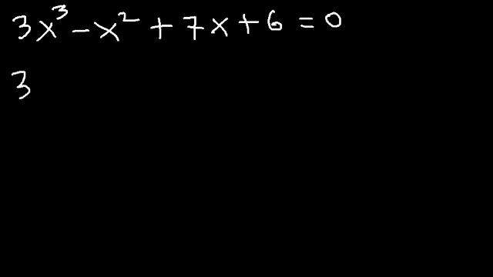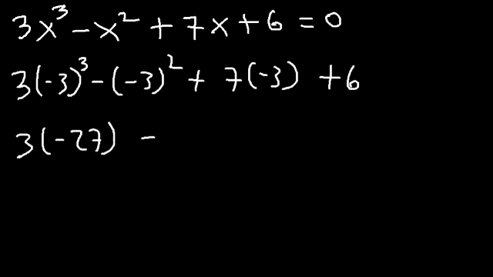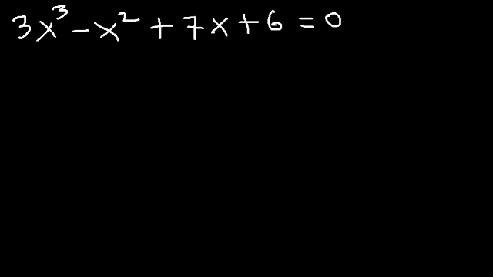Let's try negative 3. Negative 3 to the third power is negative 27. And negative 3 squared is 9. 7 times negative 3 is negative 21. This is negative 81 minus 9 minus 21 plus 6, which is clearly not going to be 0. Now we can try 6. But I doubt it's going to be 6, because 6 to the third power is 216 times 3. There's nothing that's going to bring that to 0. So we're probably going to have to try a fraction.